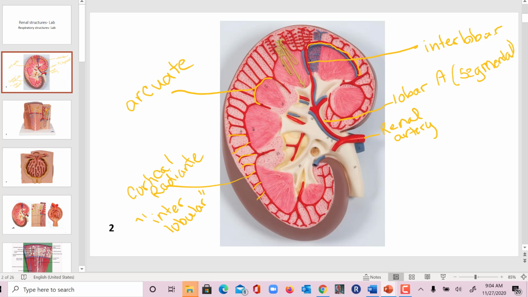Let's now do the veins to have the blood exit the kidney. So again, here we see the cortical radiant vein. I'm just going to abbreviate it. We see the arcuate vein, the interlobar vein, and it might shock you to know that there is no lobar nor segmental veins. It just goes straight from interlobar to the renal vein.